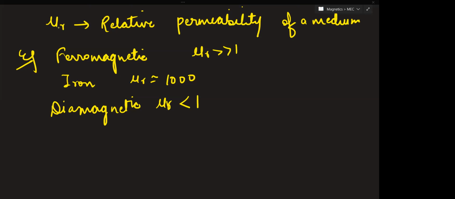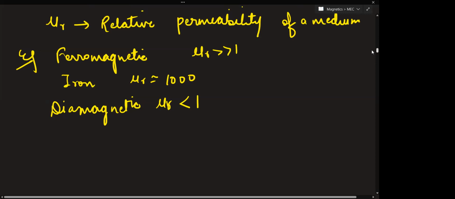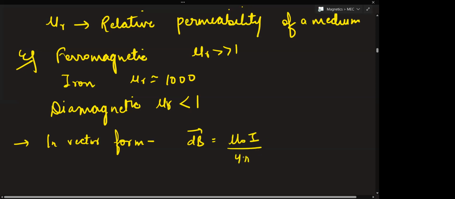See, Biot-Savart's law: the normal formula you people have seen is dB equal to mu naught I dl sine theta divided by 4 pi r square. Now, if we write it in vector form, this vector form is not useful in your calculation, where you use the previous one only, but let's not ignore it. Let's write this as well. In your exams, this is rarely used, but if it comes, then you use this formula.